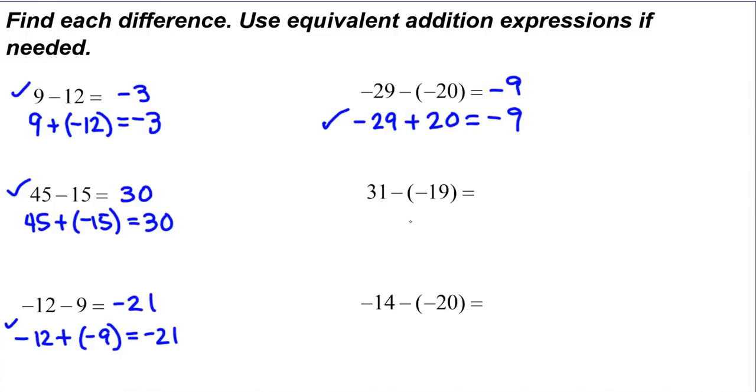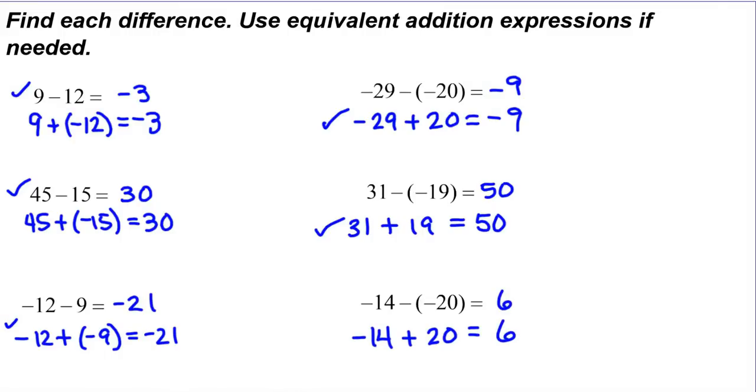Here, 31 minus -19, that's increasing in value again, so that'd be 31 plus 19. And hands down, this one is way easier to do as addition. That's 50, so I know the answer to this is also 50. Addition was much easier there. And lastly, -14 minus -20. As addition, this is going to be increasing in value, plus 20. And that's going to be a +6, so I know that one is also +6 as well. Again, the addition version was much easier there.